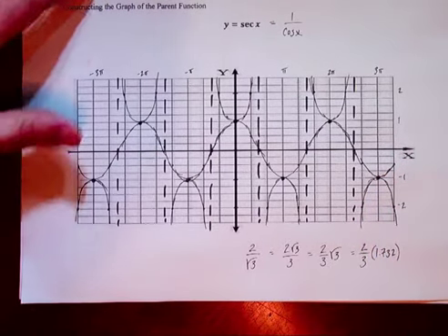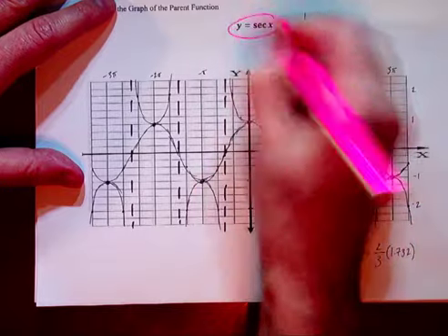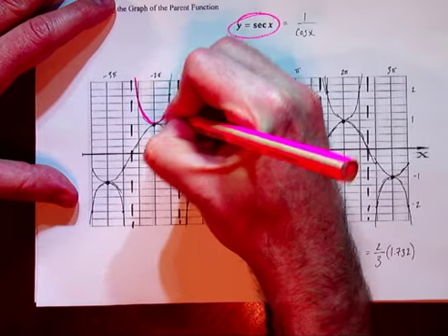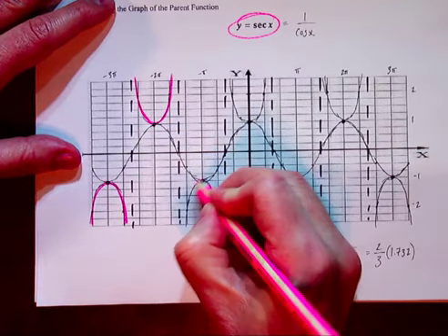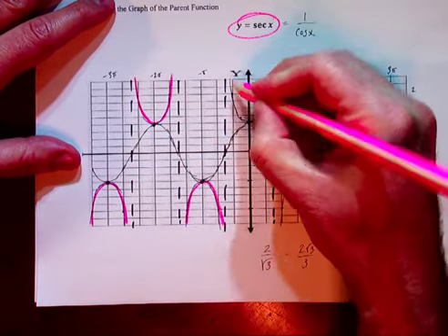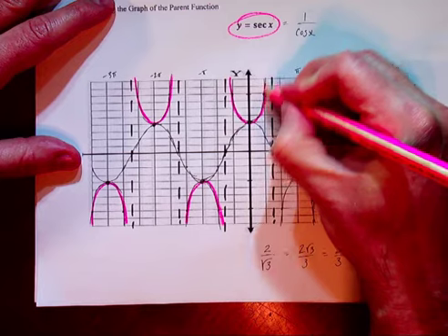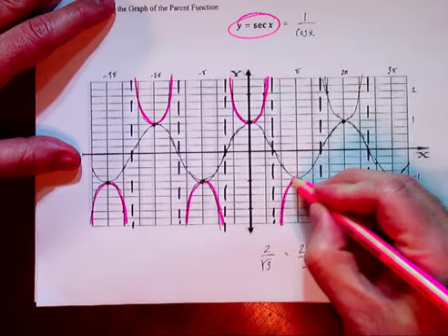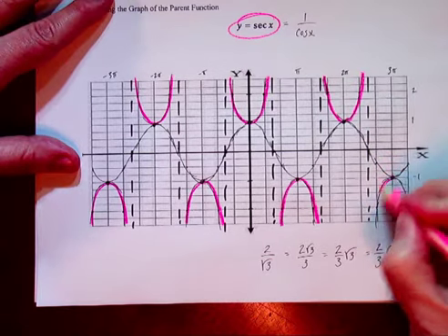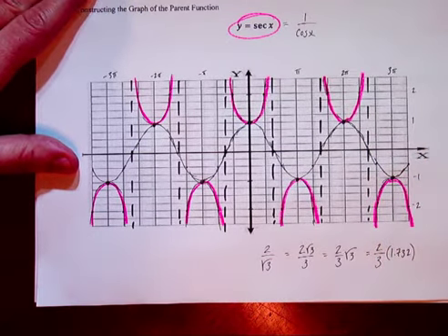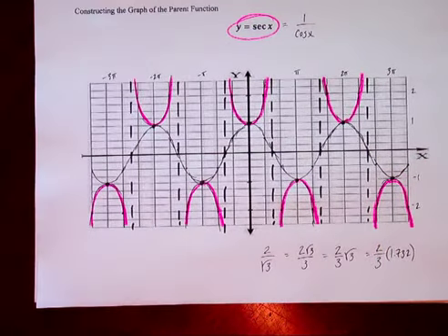Okay. Now, my secant graph is these curves right here, and we can see how it's the reciprocal of cosine, we can see that relationship if we graph cosine first and use it to get our values. Now we're going to use that parent to do some transformations.